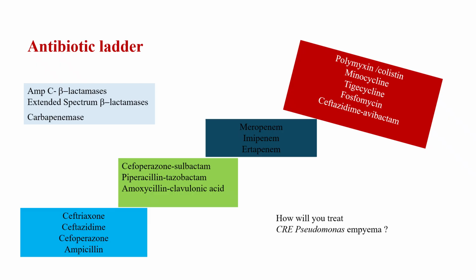For example, among third generation cephalosporins, ceftazidime is effective against Pseudomonas, but ceftriaxone is not. Fourth generation cephalosporins like cefepime are active. Among BL-BLI combinations, cefoperazone sulbactam and piperacillin tazobactam are active against Pseudomonas, but not amoxicillin clavulanic acid. Even among carbapenems, ertapenem doesn't have any activity against Pseudomonas because it's a large molecule and doesn't enter the Pseudomonas porin channels, whereas meropenem and imipenem are effective. So this is the jargon which we have to understand. We have to understand what is AmpC beta-lactamase, what is extended spectrum beta-lactamase, and what is carbapenemase.